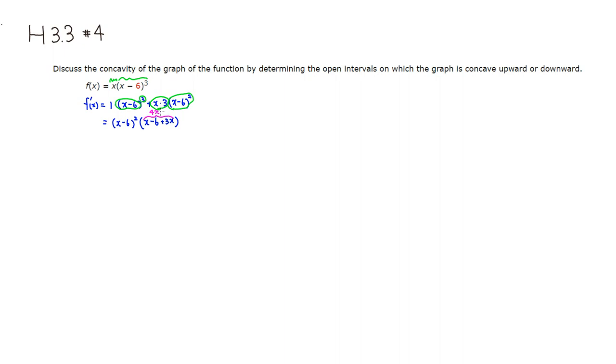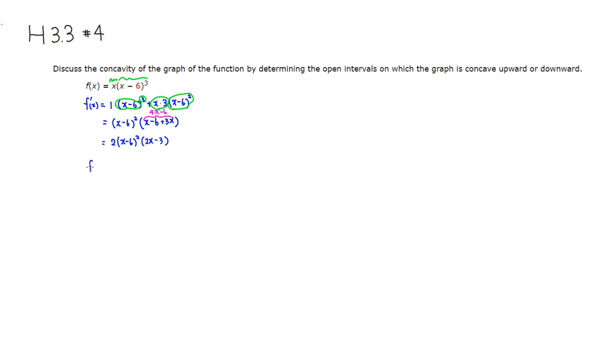So here I'm going to have 4x minus 6. Let's see, 2 is in common, right, for 4 and 6. So pull 2 out. Then you have x minus 6 squared, and you have a 2x minus 3. So that's our first derivative. Let's take another derivative.